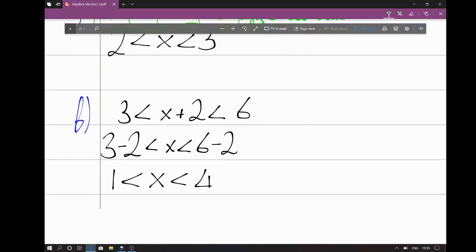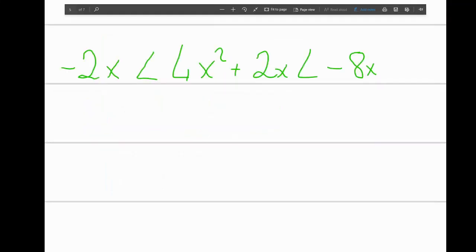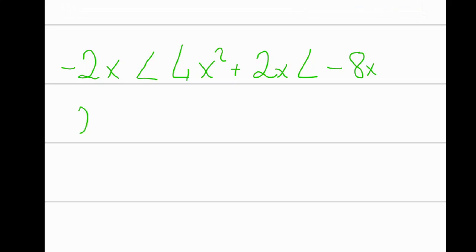Slightly more complicated example. Again, let this bit be a singular equation, and let this bit be a singular equation. So then you can just subtract 2 on both sides. You're going to end up with 3 minus 2. Now on to a slightly more complicated example. If we divide everything across here by minus 1, we're going to end up with minus 4x squared minus 2x less than 8x.